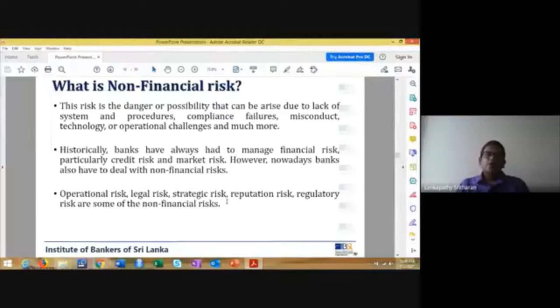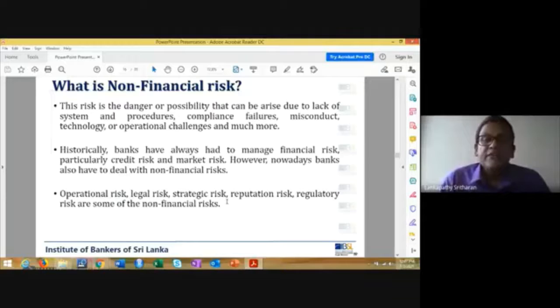Now, banks or financial institutions are giving equal importance to non-financial risk as well. Why? Because the banking and finance business is highly involved with information and uses information technology heavily. So IT risk and operational risk are highly involved with banking and financial businesses. Nowadays, non-financial risk is equally prominent to financial risk. That you have to understand.